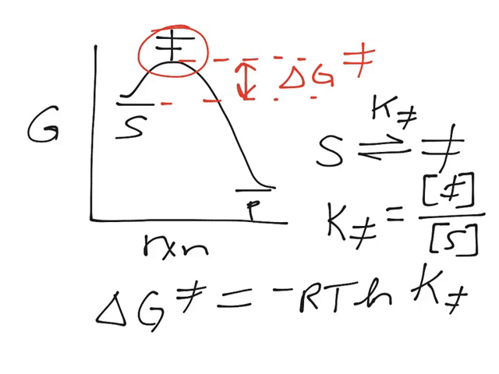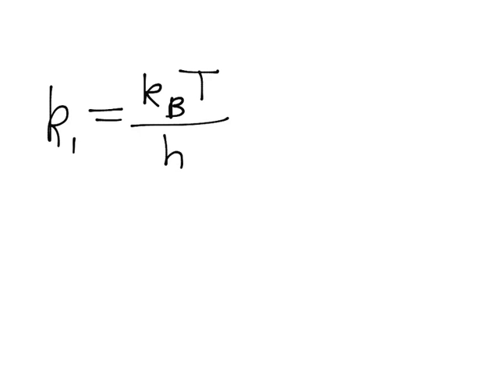Then we could just do a bunch of math. Normally I derive this, but I'm not sure it does anybody any good, so I'm not going to do that here. If you want to see how that happens, you could come by my office. But in the end, we can derive this relationship between the rate constant and the activation energy. The rate constant is equal to the Boltzmann constant times the temperature divided by Planck's constant, e to the negative delta G double dagger over RT.